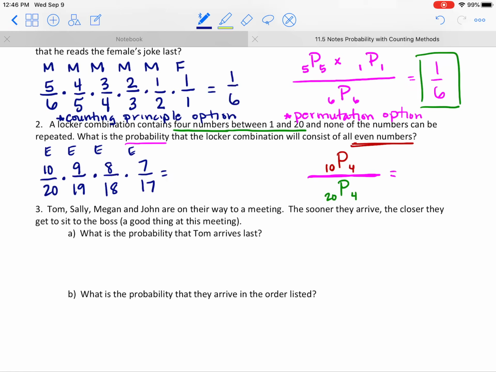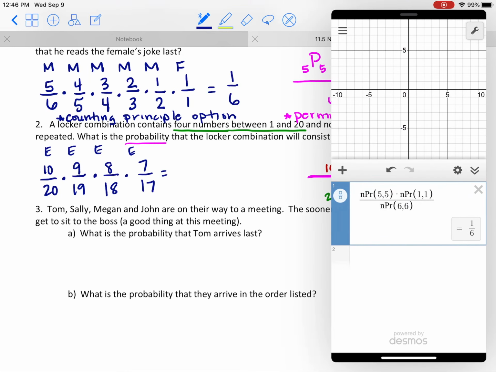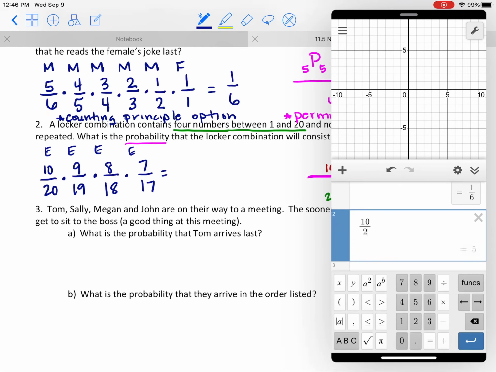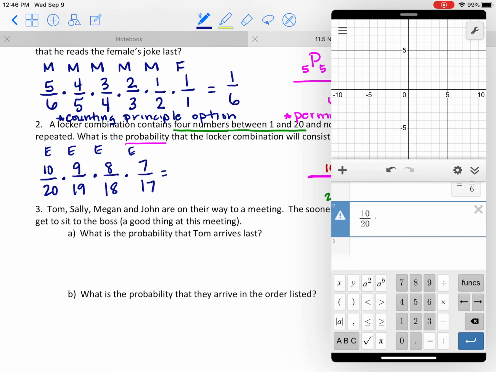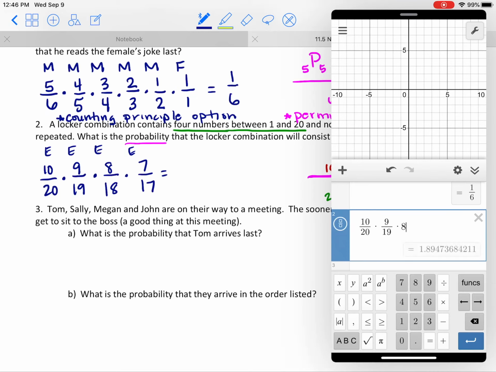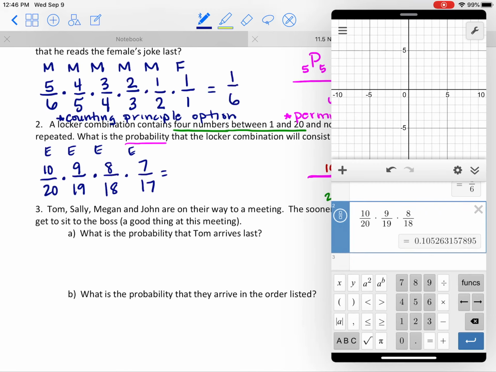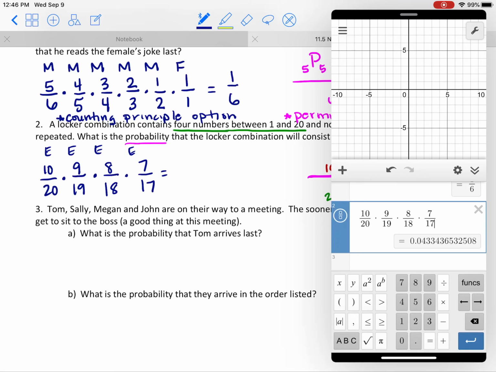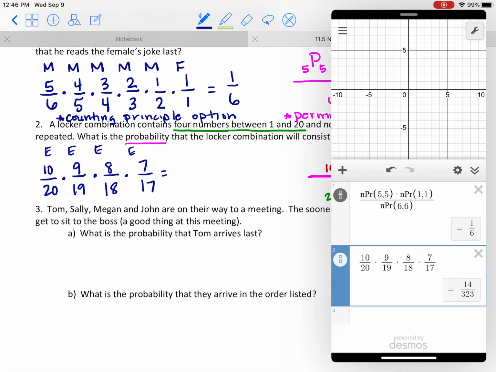So I'm going to put each of these in the calculator just to show you that both are going to be options here. So let's see, first, let's go 10 over 20 times 9 over 19 times 8 over 18 times 7 over 17. Hit the little fraction button, and so we're looking at 14 over 323.